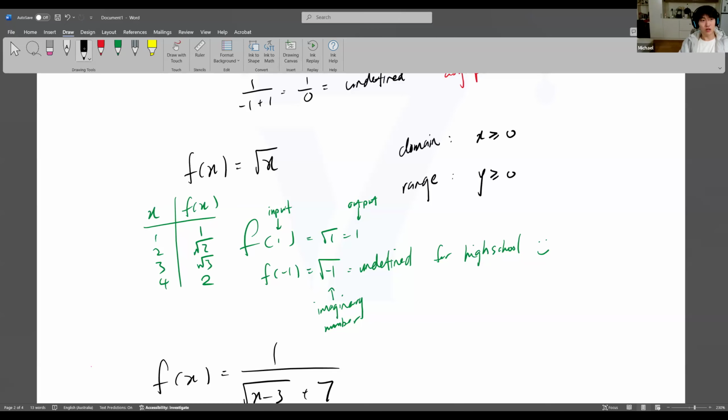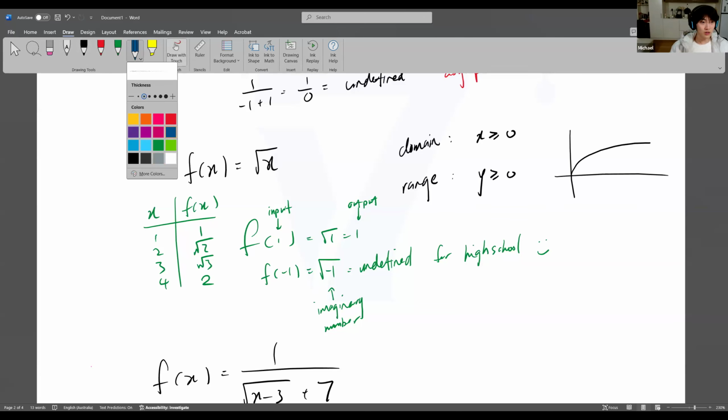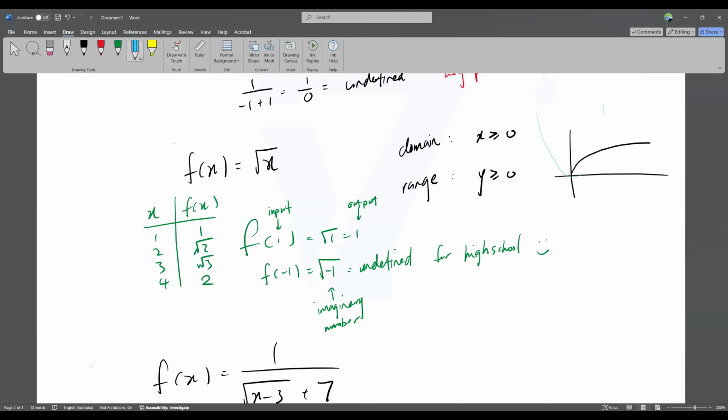And the graph, in fact, the graph looks like this. It's because this is the inverse of a quadratic, right? The graph looks like a horizontal quadratic cut in half. So this is the opposite, what we call the inverse function of a square. So this function here is f.